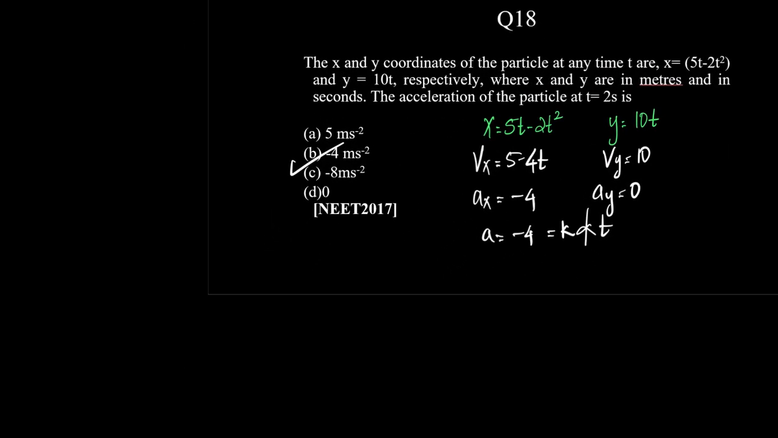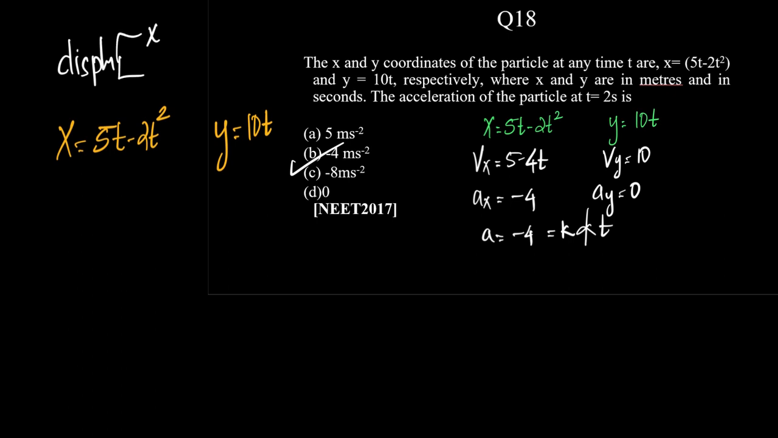Basic differentiation it is. So it's given to us that x is equal to 5t minus 2t square and y is equal to 10t, right? So it means that the displacement has two components here, the x component and the y component. If you differentiate the x component with respect to time, what do you get? Velocity of the body in the x direction. If you differentiate the y component with respect to time, what do you get? Velocity of the body in the y direction.